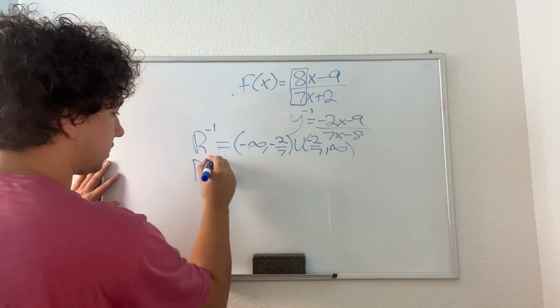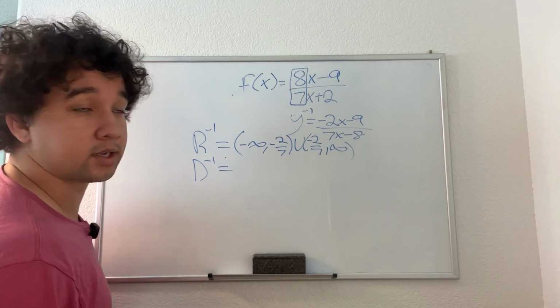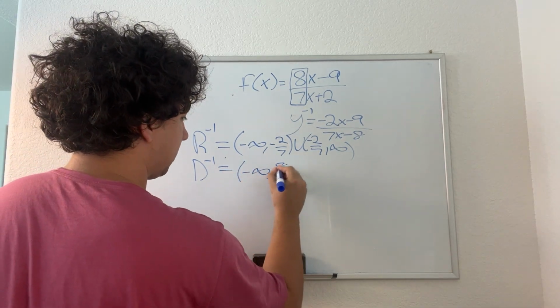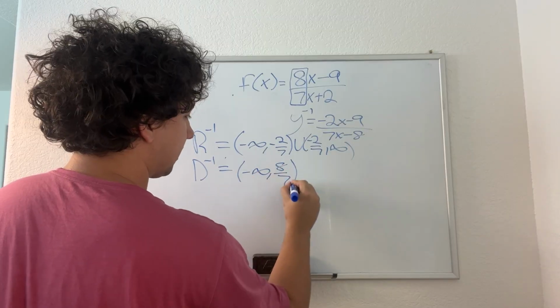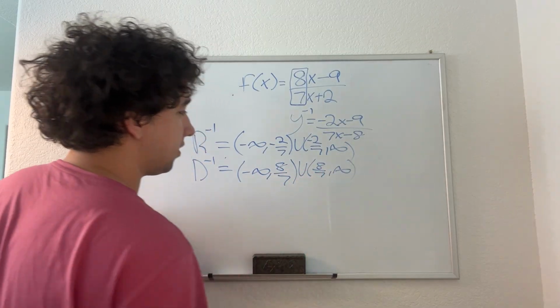And that's the same thing with the domain. The domain is also just the flip-flop. So the range for your normal function was, well, your horizontal asymptote was 8/7. So look at that. My domain is then just going to be negative infinity to 8/7 union 8/7 to infinity.